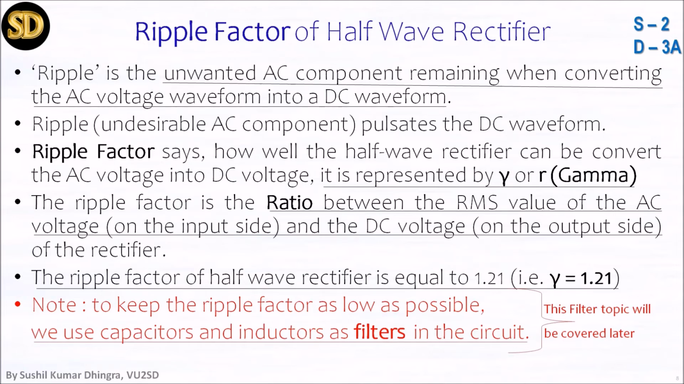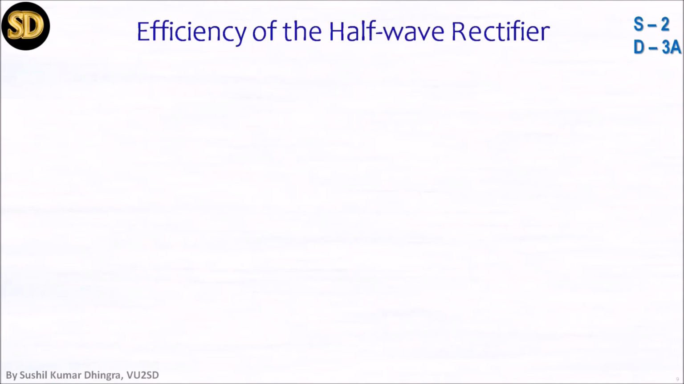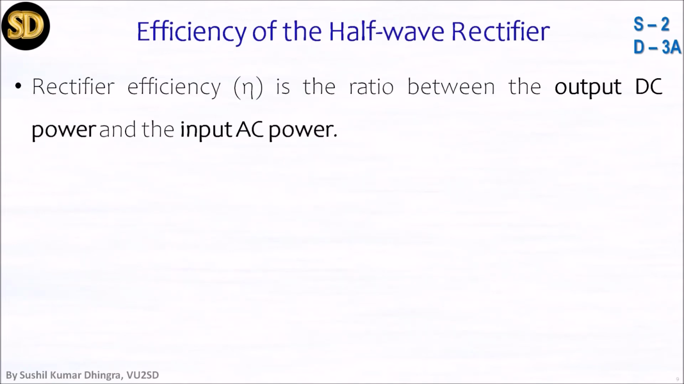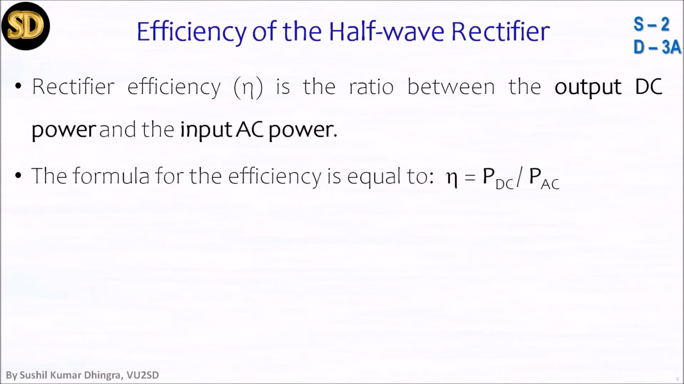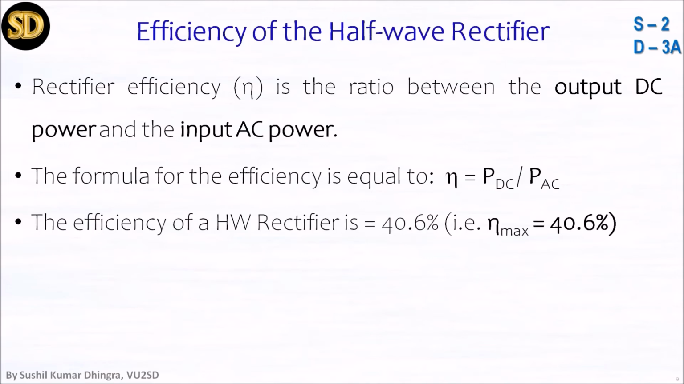Continuing, the efficiency of a half wave rectifier. Rectifier efficiency, eta, is the ratio between the output DC power and the input AC power. The formula for efficiency is eta equals P_DC by P_AC. The efficiency of a half wave rectifier is 40.6%. Keep this in mind, note it down.